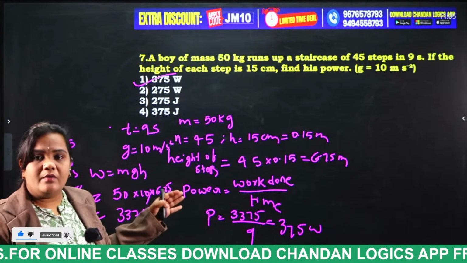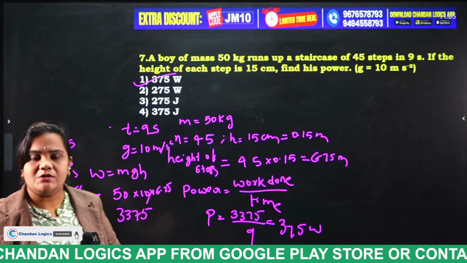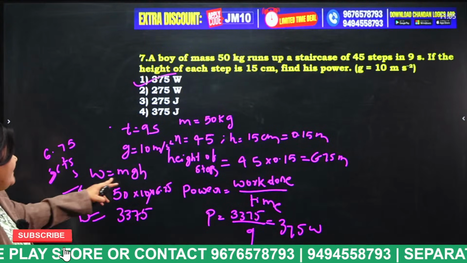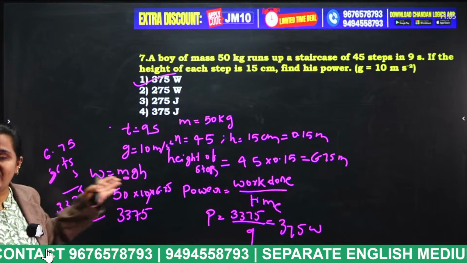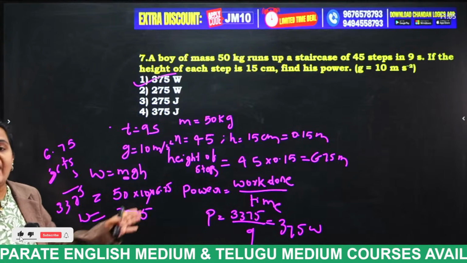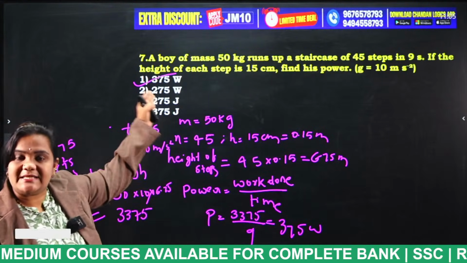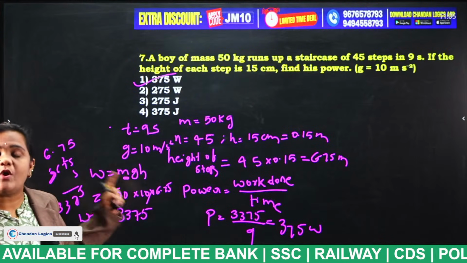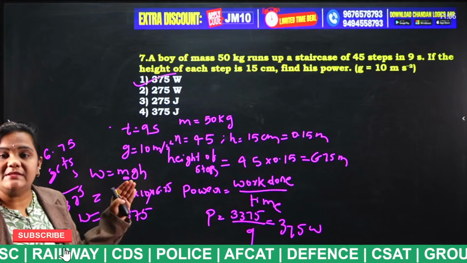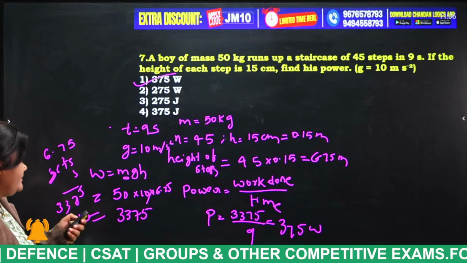Now we all know what we have to find here, actually: power. Power is nothing but work done by time. So what work is happening there, students? Potential energy. What is the formula for potential energy? mgh. If we substitute these values in the formula, you will get the work done. Now work done is equal to 3375, and power is equal to work done by time. If you substitute these values, you will get the answer as 375 watts. Clear, students? This model is also very important. So the physics problem which I am displaying today is a very important model. Don't miss it, students. Okay. Next.